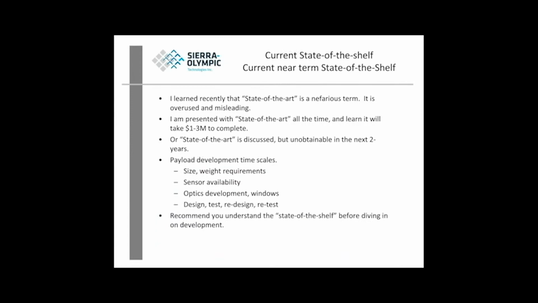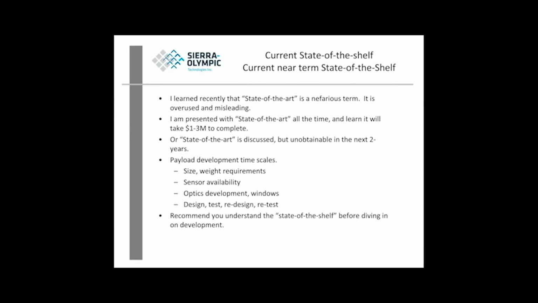So I just want to pontificate about current state of the art and current state of the shelf. I've been around this business long enough, and I see state of the art all the time. But the takeaway here is state of the art means you've got to have $1 to $3 million to get it over the hump, and then you've got to start paying for productizing it. So beware if someone says state of the art. I don't like that term anymore. I like to use state of the shelf.